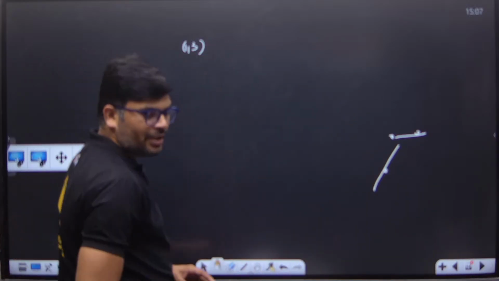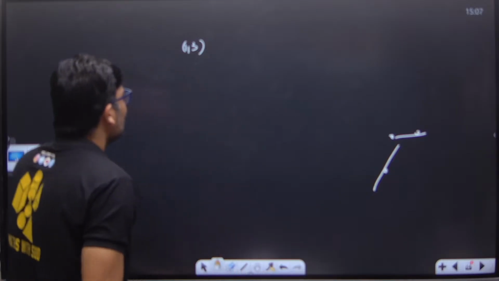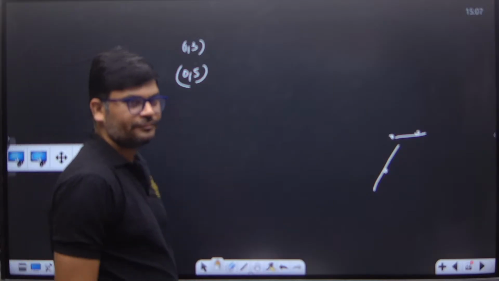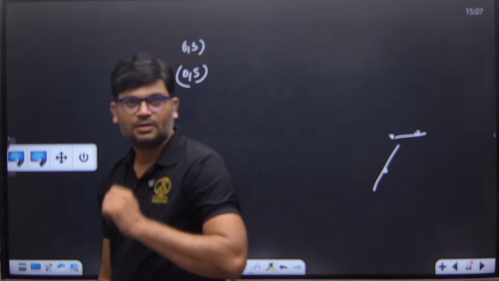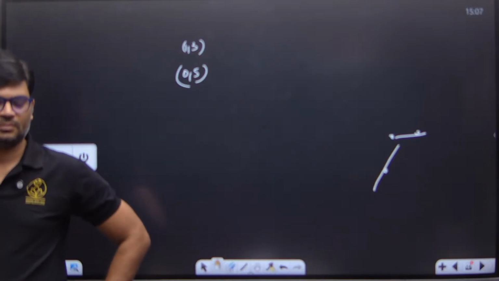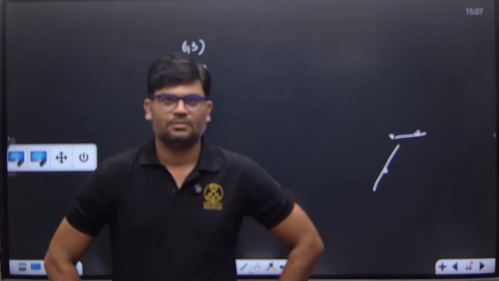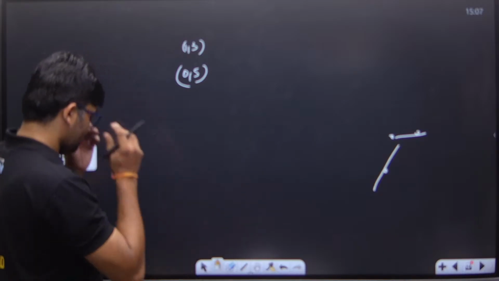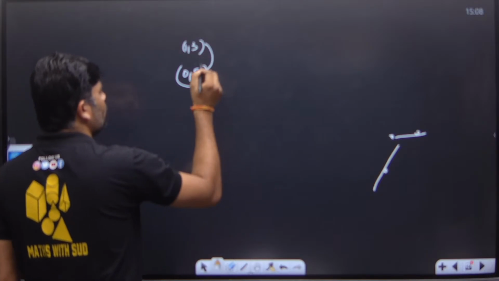If they have given that the intercept on the y-axis is 5, that means it is passing through (0, 5). Understood? Intercept of 5 on the y-axis itself. So (0, 5). Are you getting it? Okay. So now you have been given 2 points.